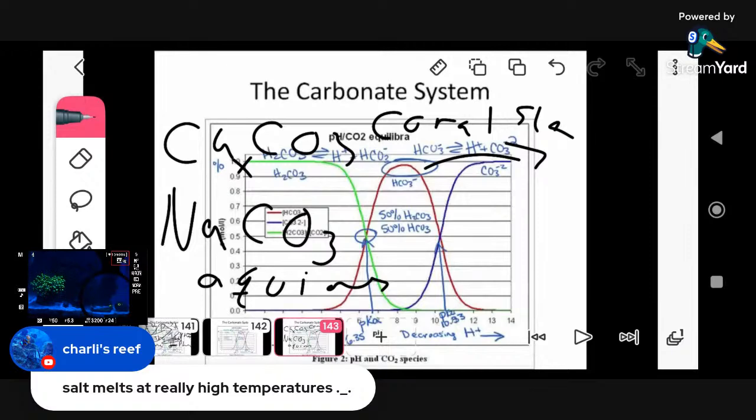Salt melts at really high temperatures. Yeah, see, Charlie Reef knows what's up. So liquid salt is not the same as aqueous salt. I just had to clarify with you guys.